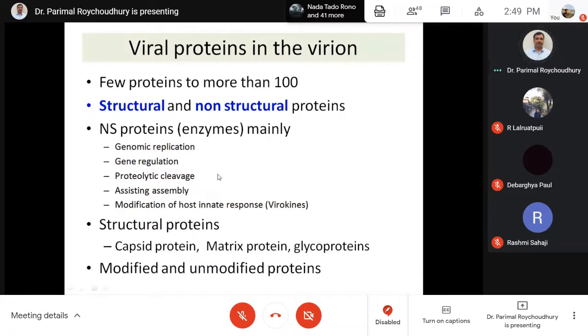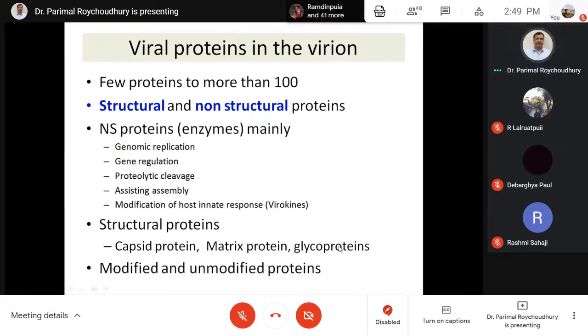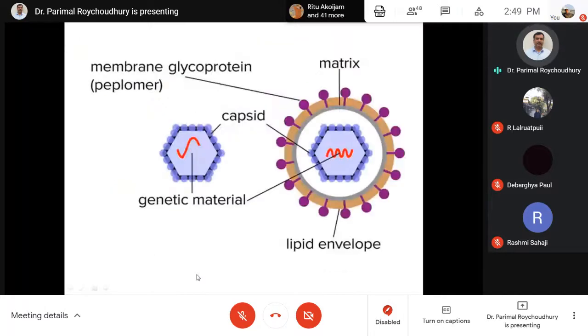These are synthesized once the virus enters the host cell, and utilizing these, the virus can complete its replication within the host cell. So all the virus proteins we can just categorize into structural and non-structural. Capsid, matrix, even the glycoproteins, which are the spikes encoded into the envelope, are all structural proteins. Again, the capsid, matrix, and glycoproteins may remain as modified and unmodified proteins.